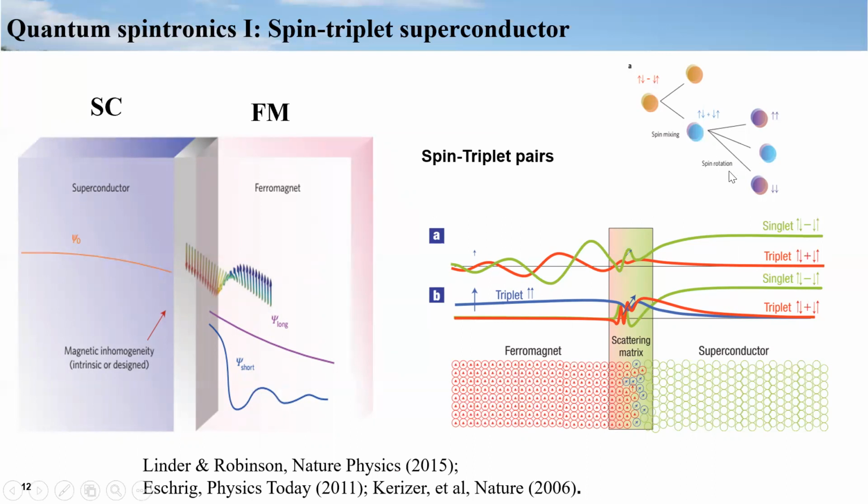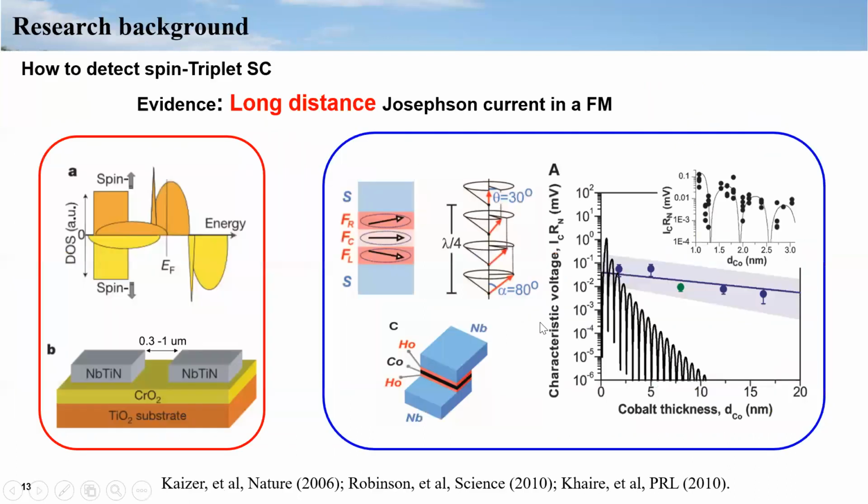If the spin rotation process happens due to spin scattering, they can generate spin up, spin up and spin down, spin down polarized spin triplet pairs. So the key is that at the interface, there is spin scattering and an exchange field from the ferromagnetic layers.